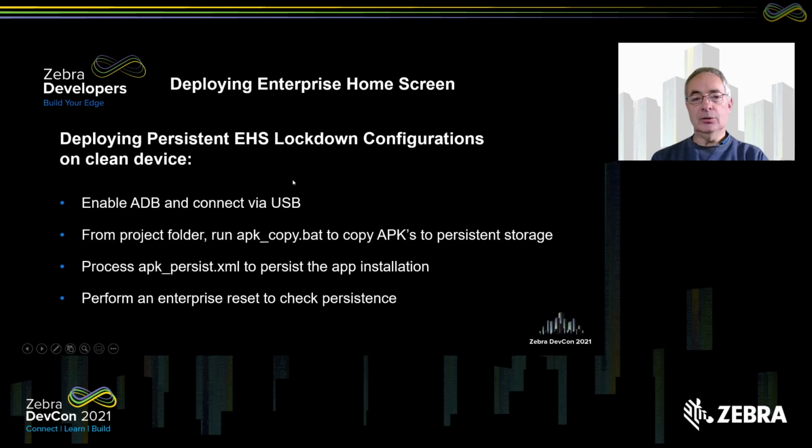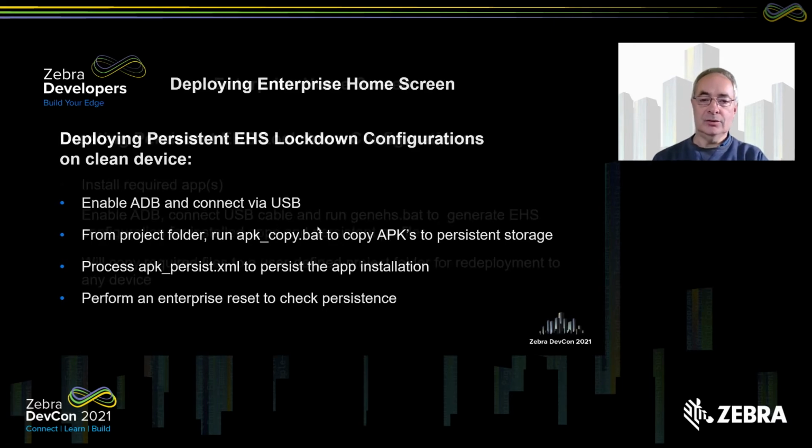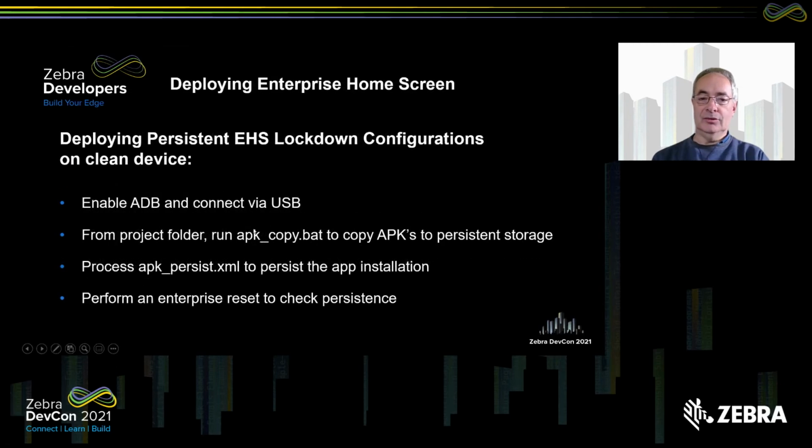So once you've done that, in order to deploy that profile onto another device, again, you just enable ADB, connect via USB, and run the APK copy batch file, which has been built by this process. It builds this APK copy, and it will copy the APKs, the applications, to persistent storage. It also builds an APK persist.xml file, which will persist the installation of these apps and the EHS and everything else.